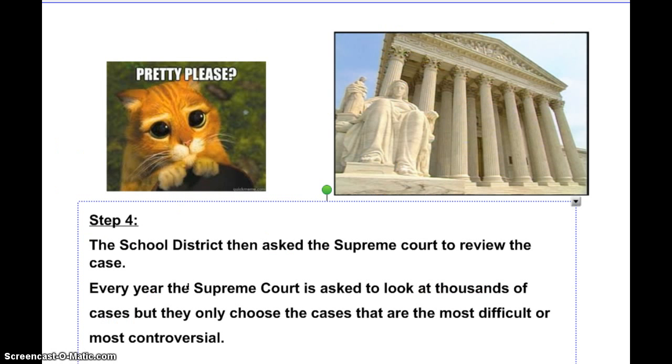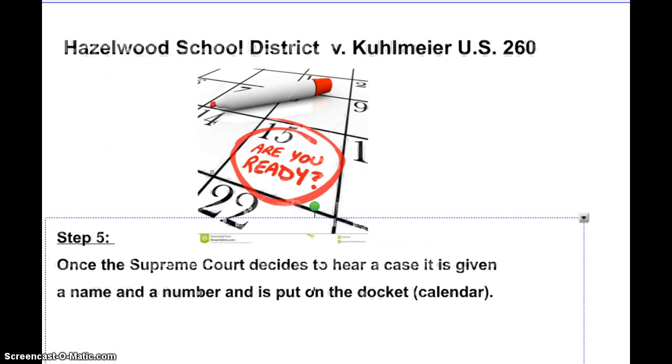But before you get too excited, the school district now is going to ask the highest level of courts, the Supreme Court, to review their case. And remember, this is very rare. They hardly look at any cases. But the ones that they do choose are the ones that are the most difficult or the most controversial. And this was a really hard case, very controversial, so the Supreme Court decided to take a look at this Hazelwood School District Supreme Court case.